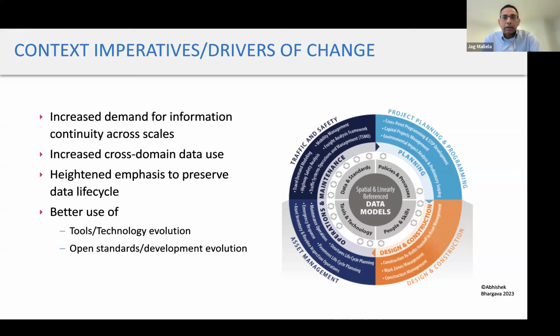So that's another context imperative, in the sense that technology has advanced for us to make all of this possible today. And last but not the least, the development of open data standards has really changed the game. We used to do peer-to-peer or business-to-business connections of data and integrations. Today, if that's based on open standards, that really changes the game. And the work that buildingSMART International and OGC have done over the years really lends itself to this information modeling continuity. So that's a key context imperative as well.